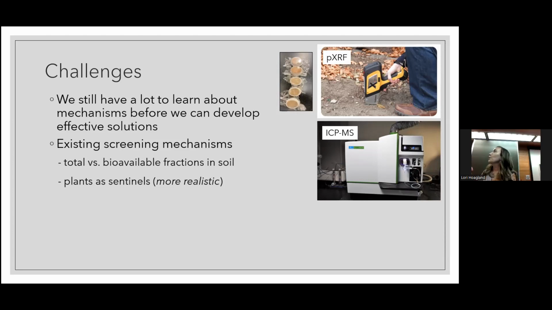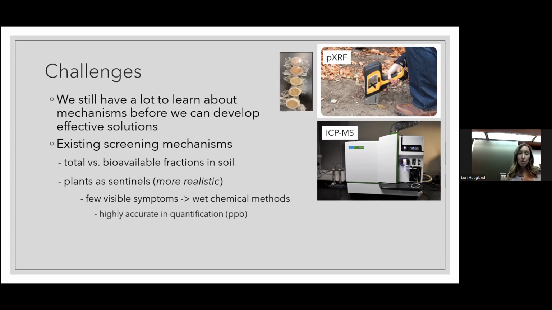because there's what's happening in soil, but plants can also interact with their environment, for example by releasing root exudates that could make heavy metals more bioavailable. So plants are a much better indicator, but unfortunately they often show few visible symptoms of plant stress. It's not like a phenotype for nitrogen or phosphorus deficiency that you can regularly see. So instead, we have to turn to wet chemical methods to quantify uptake and stress.